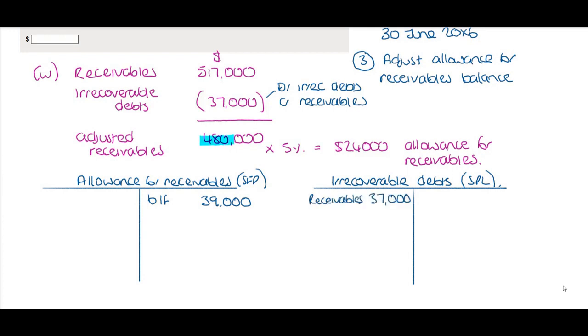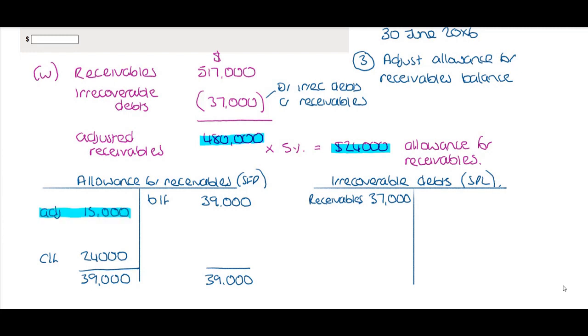We have then adjusted for the receivables balance, and we have calculated what the closing allowance for receivables is at 5%, which is $24,000. This will therefore be my carry forward balance in my allowance for receivables. What I need to do is work out what the adjustment should be for that balance to ensure that the ledger account agrees. For both sides to equal $39,000, my adjustment for allowance for receivables is $15,000. This adjustment will be a debit to the allowance for receivables account, and the other side is written off to the statement of profit and loss.